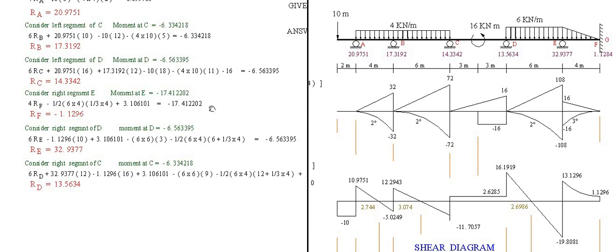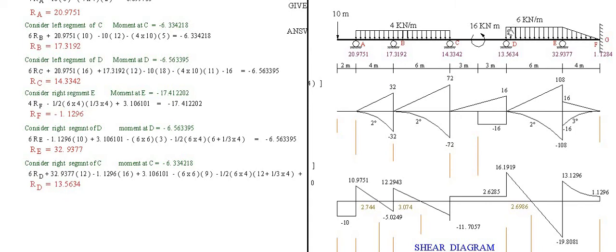We have again one unknown, RF, which is equal to minus 1.1296. RF is going down. Now solving for RE, we cut section at D. Consider only the right segment, on the right of D, or DEF.